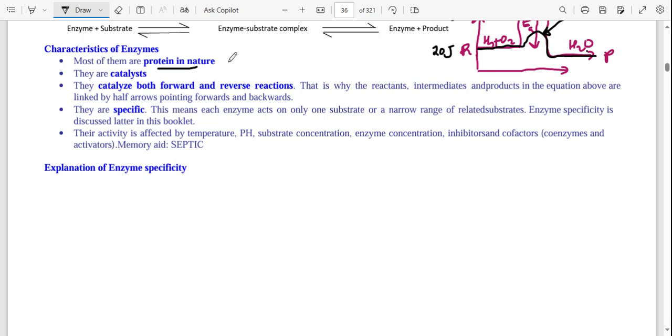So, proteins are made up of amino acids, meaning that since enzymes are mostly proteins, they're also going to be made up of amino acids. Another characteristic is that they are catalysts, meaning they speed up the rate of a reaction while themselves are not changed. Another characteristic is they catalyze both forward and reverse reactions.